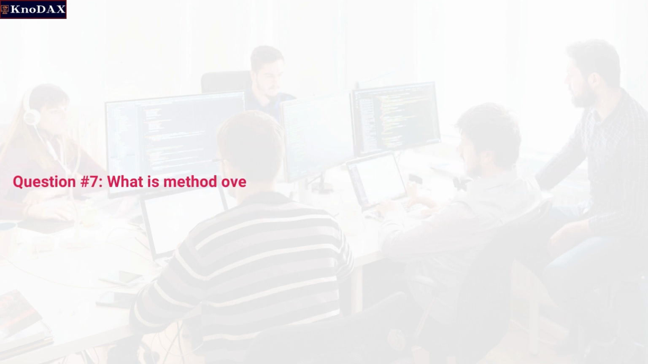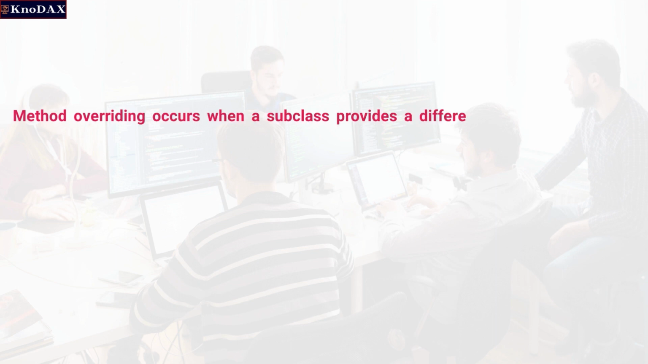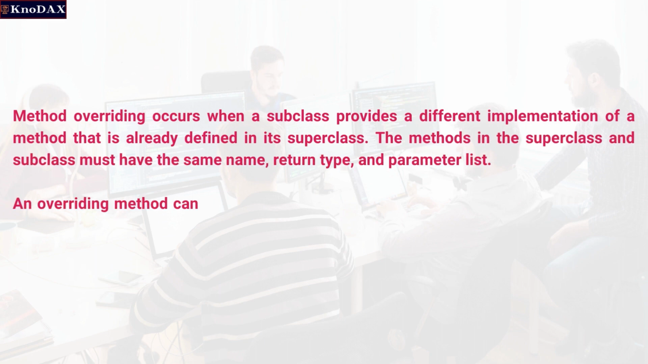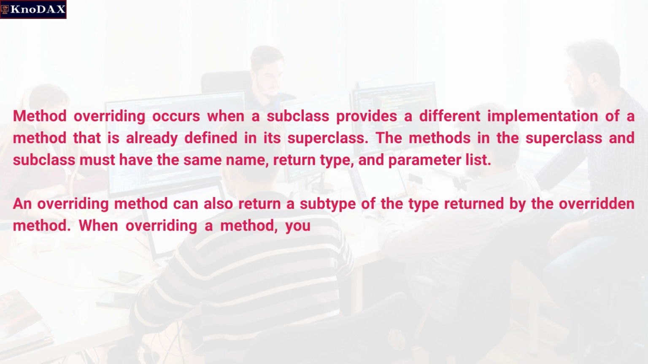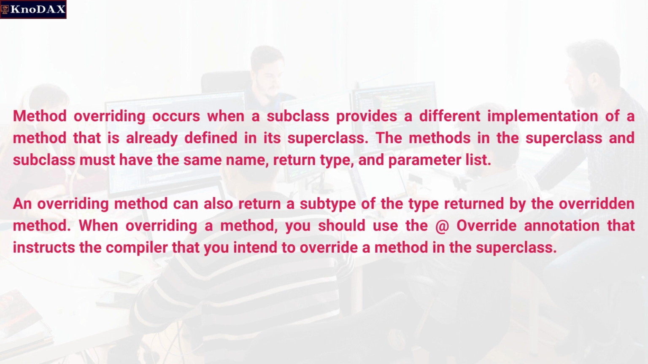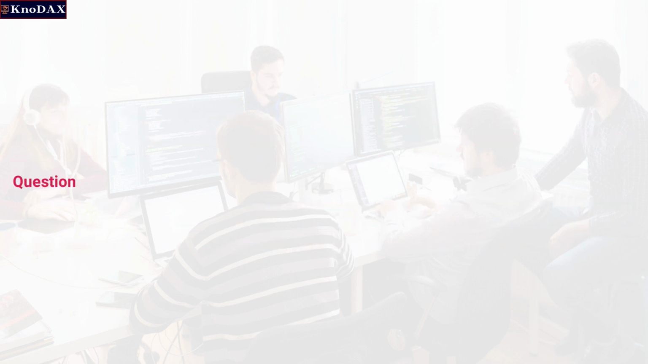What is method overriding? Method overriding occurs when a subclass provides a different implementation of a method that is already defined in its superclass. The methods in the superclass and subclass must have the same name, return type, and parameter list. An overriding method can also return a subtype of the type returned by the overridden method. When overriding a method, you should use the @Override annotation that instructs the compiler that you intend to override a method in the superclass.